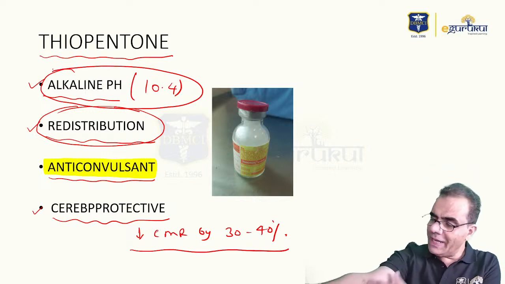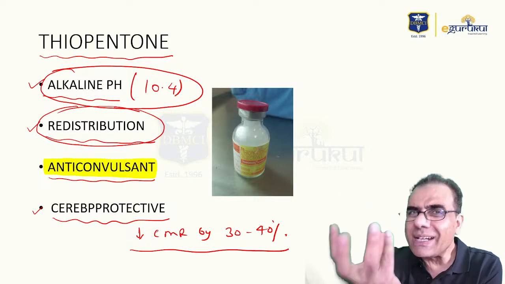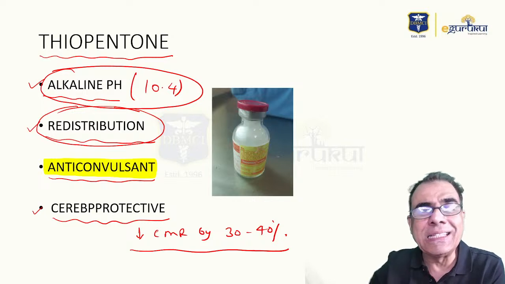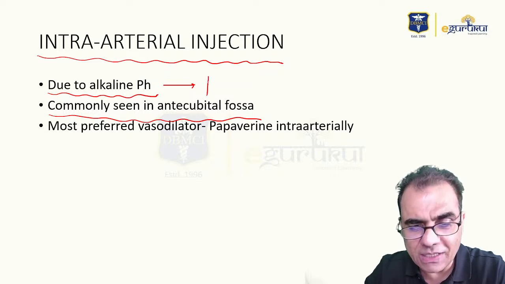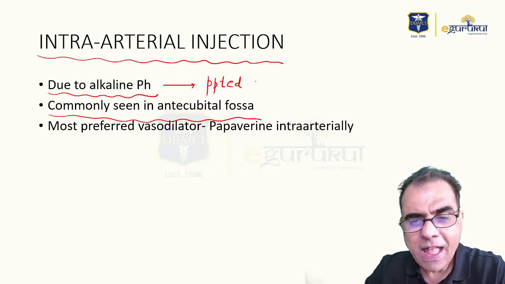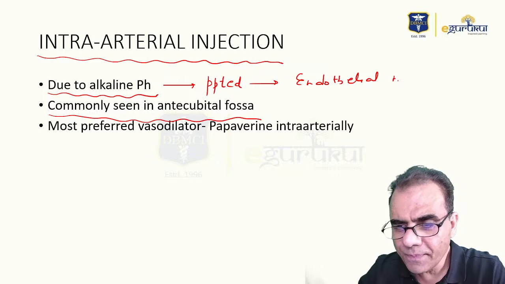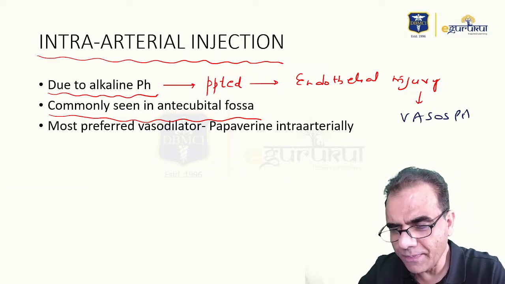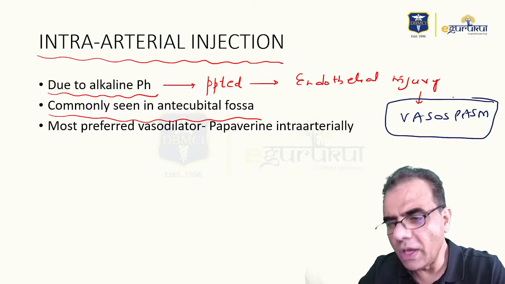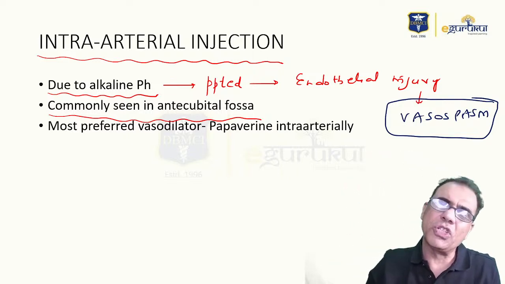Because of its alkaline pH, it will get precipitated in the acidic pH of the artery. And this precipitated thiopentone will cause endothelial injury. And whenever there is endothelial injury, the artery has a very strong tendency to go into vasospasm. So the artery will go into vasospasm and the limb distal to the vasospasm is at risk of ischemia.